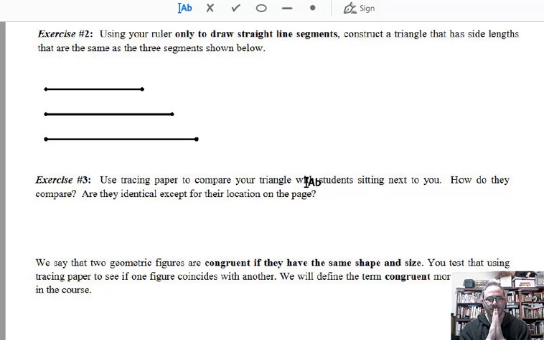Using your ruler to only draw a straight line, construct a triangle that has side lengths that are the same as the three segments shown below. Well, actually, this gets a little easier because now I don't have to convert measurements. I just have to measure this. This is 1.72. Let me write that down.